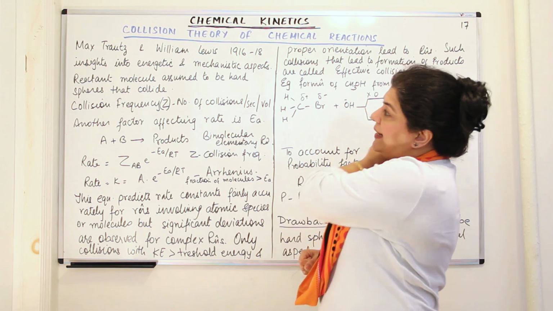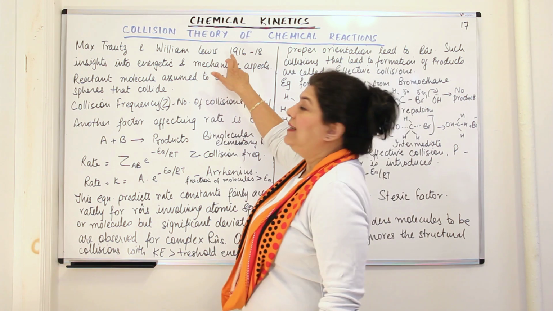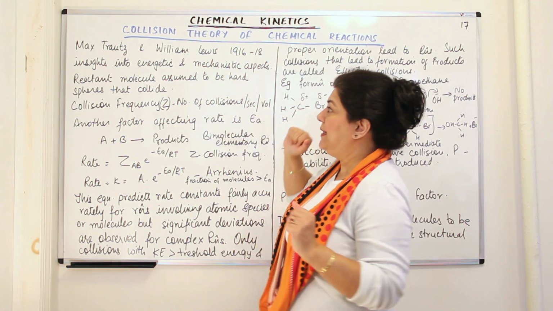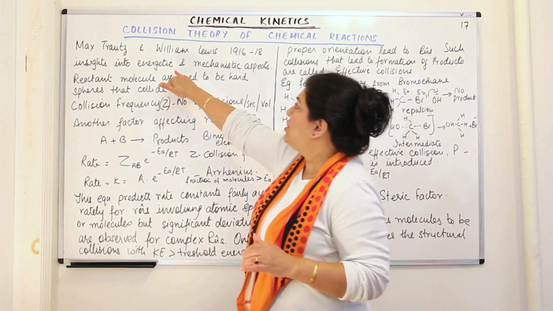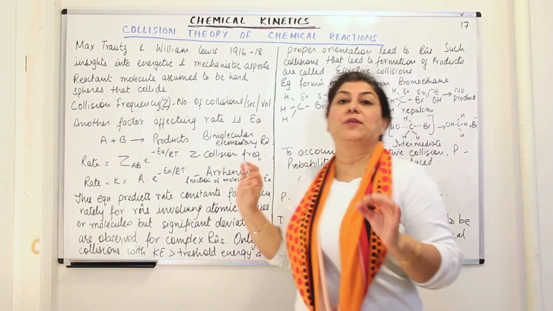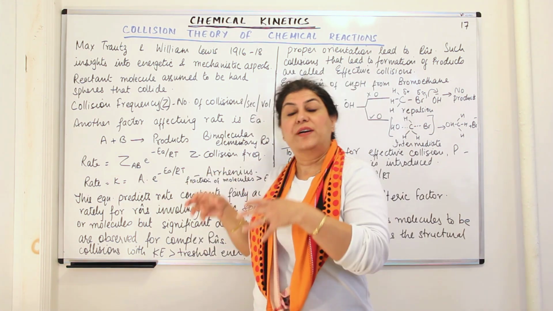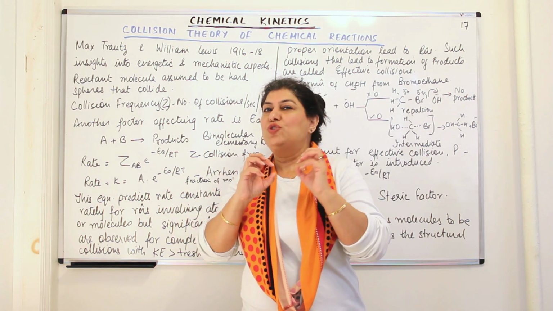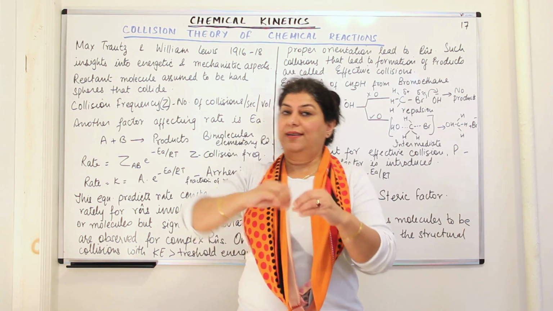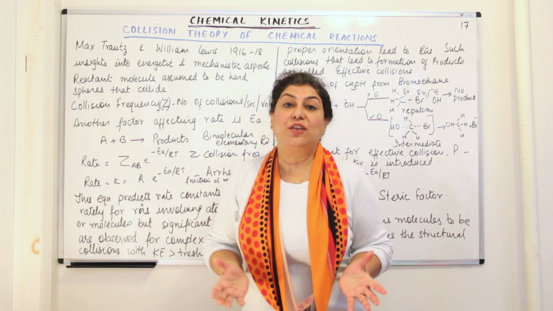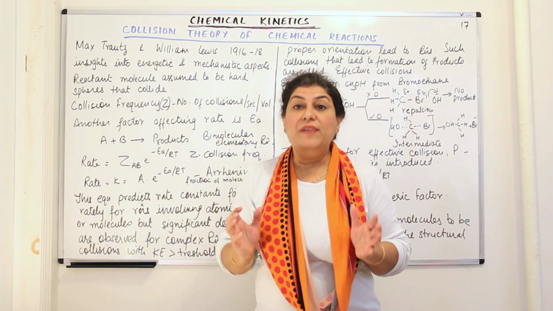Now, there were two scientists, Max Trautz and William Lewis, and in the years 1916 to 18, they gave insights into the energetic and mechanistic aspects of chemical reactions. This means that they went even further than Arrhenius and focused on the factors that affected the rate of reaction, and realized that it is not just the energy of activation which will determine the rate of a reaction. There were other factors which could influence the rate of reaction.